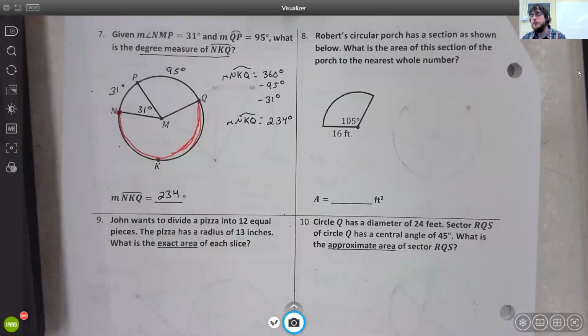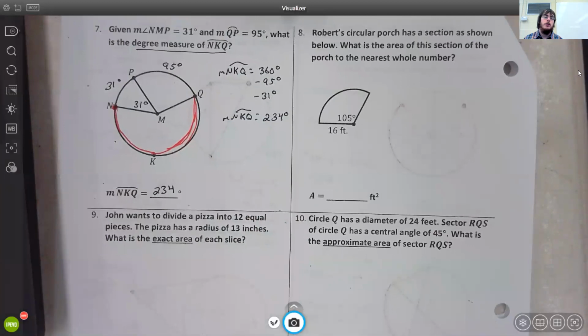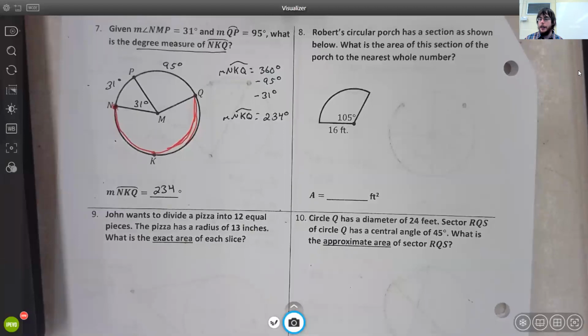Okay. So those are the types of angles that you can find in many problems that we do. Now let's shift gears back to what we did before that and talk about arc length and sector area.